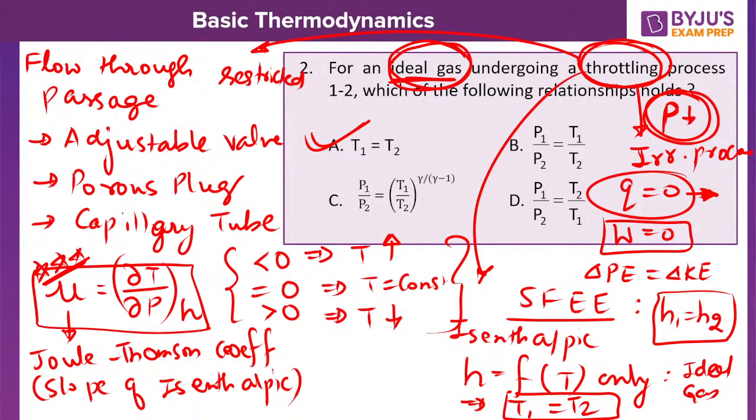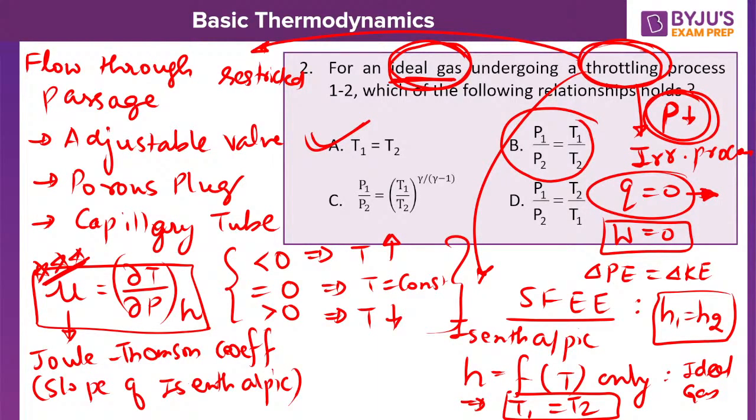The Joule Thomson coefficient is the slope of the isenthalpic process on the temperature-pressure curve. So the temperature may increase or decrease in case of a real gas, depending on the sign of the Joule Thomson coefficient. It can be negative, positive, or even 0. Is this clear to everyone?